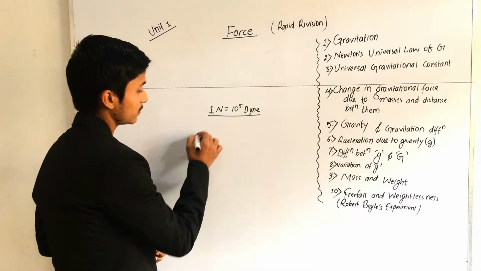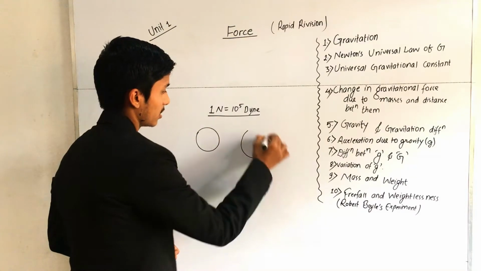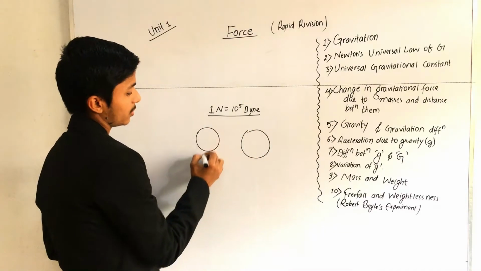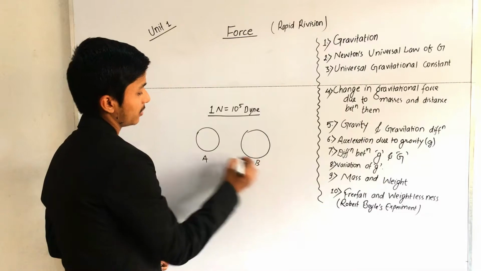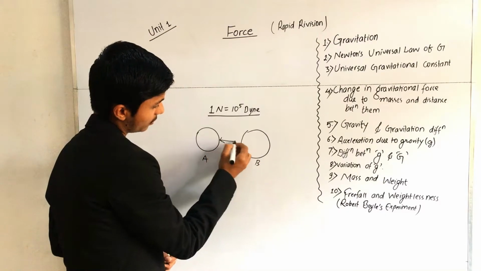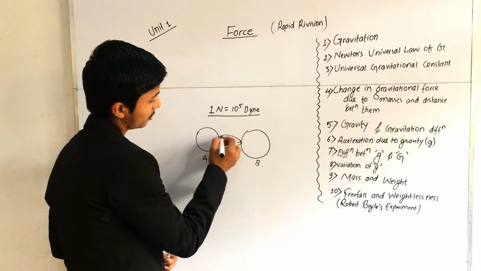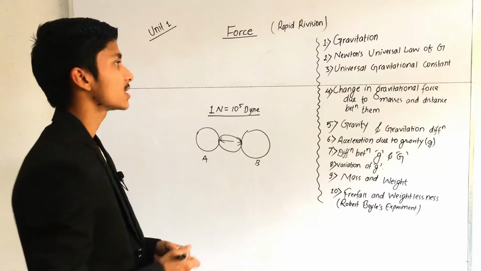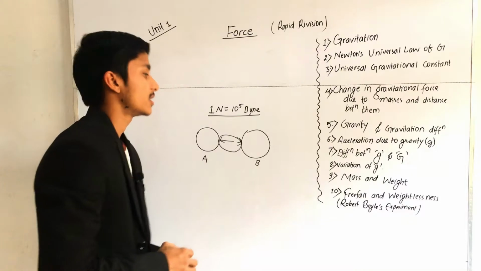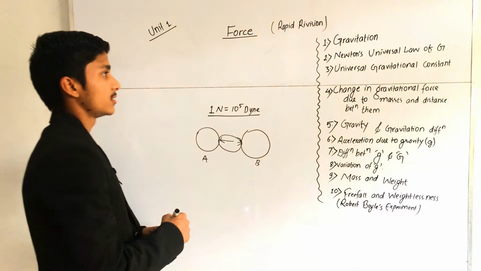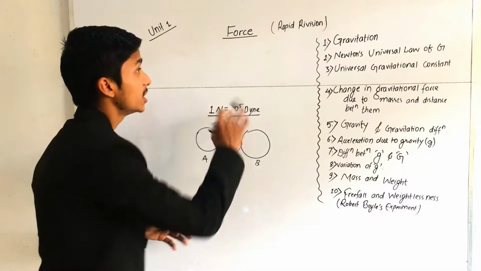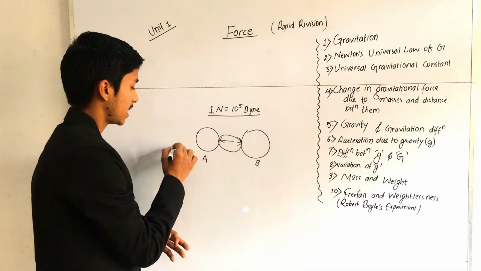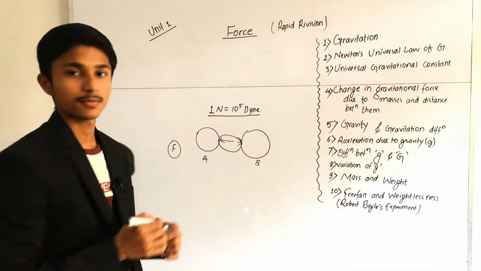Suppose here are two bodies, body A and body B. The force that exists between them is called gravitation, and its symbol is G. Now since it is a force, we can denote it with F.